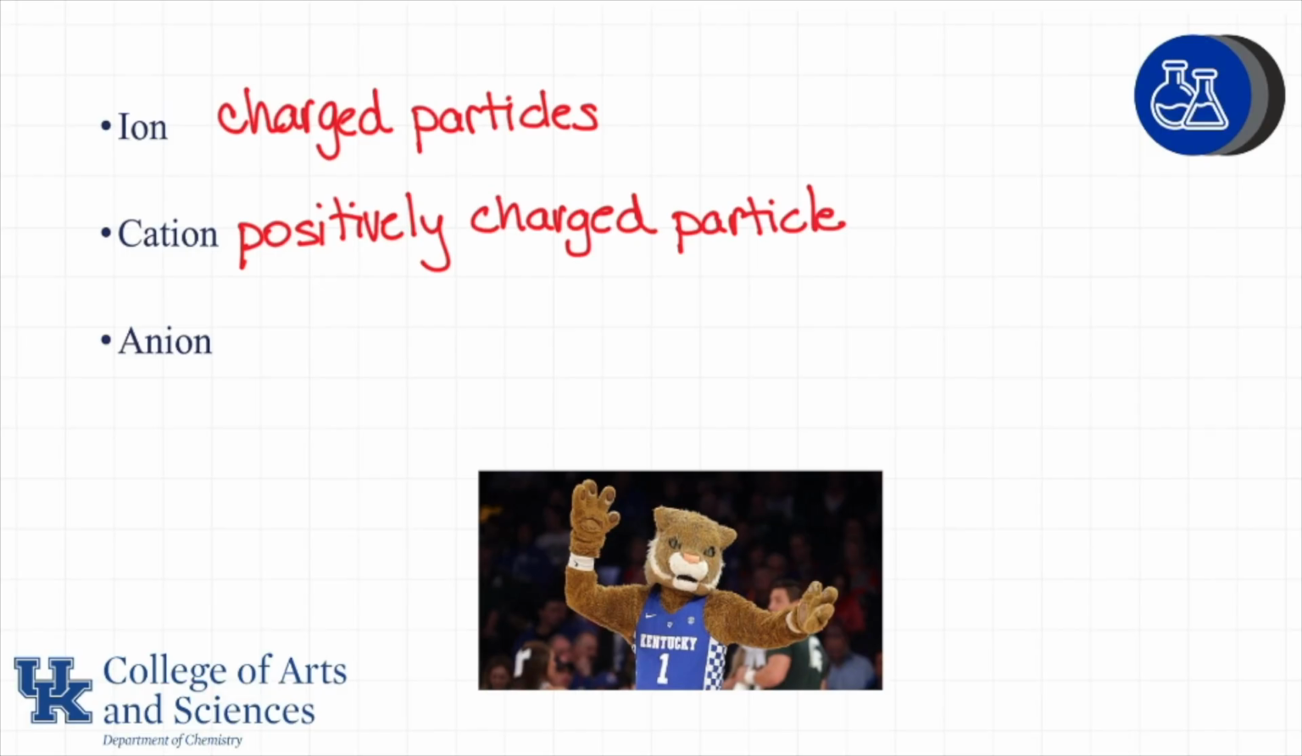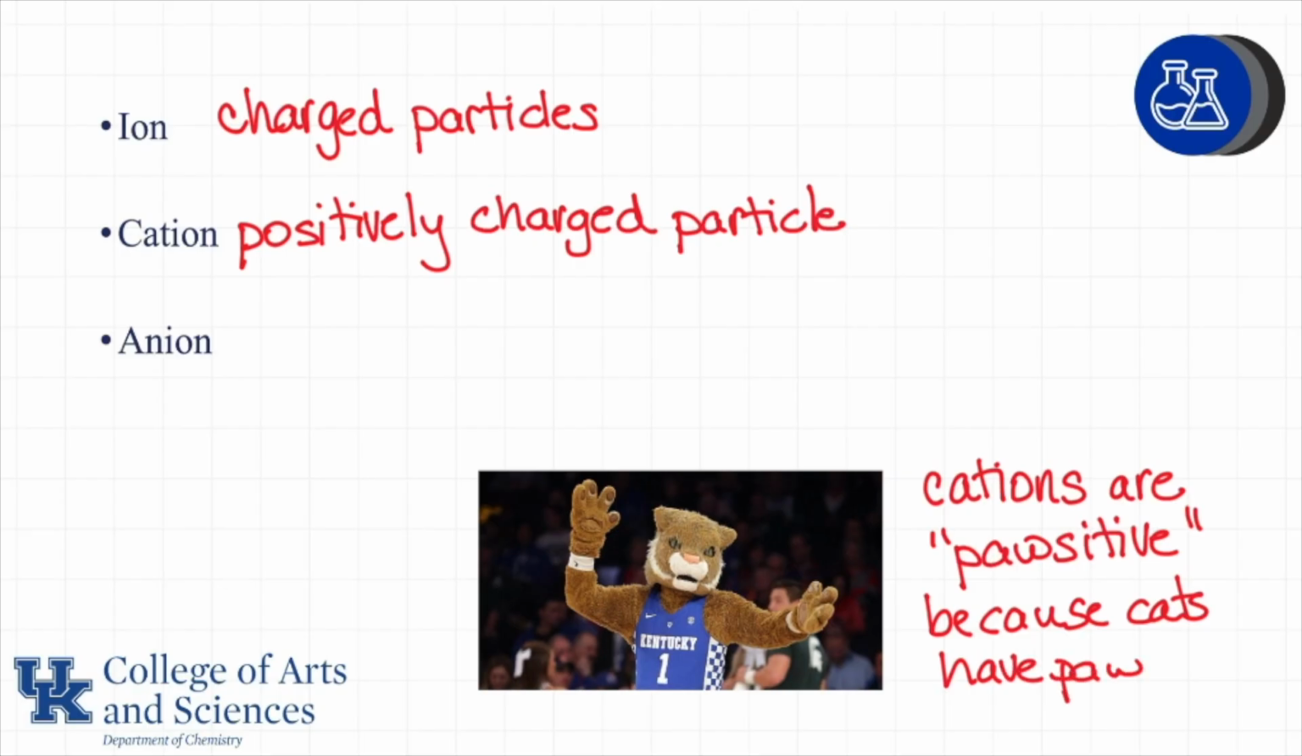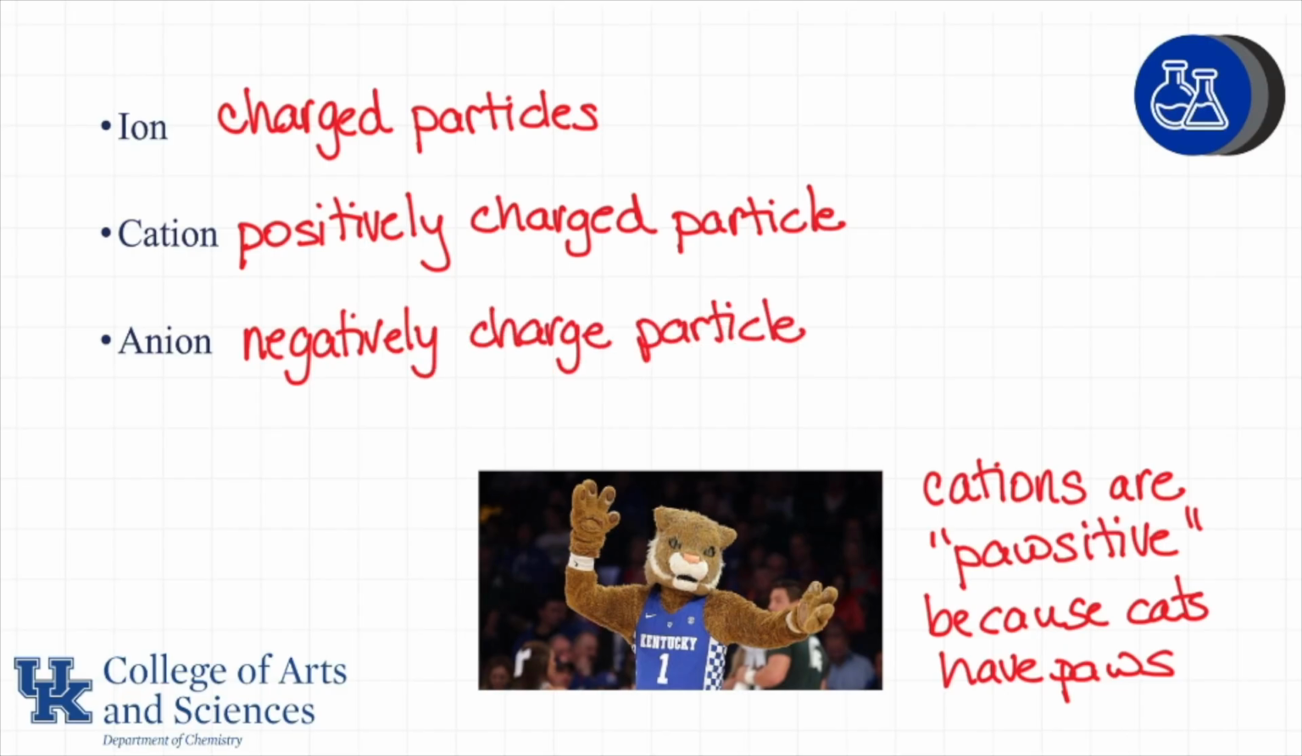One way to help you remember this is thinking about positive. Cations are positive because cats have paws. An anion is a negatively charged particle.